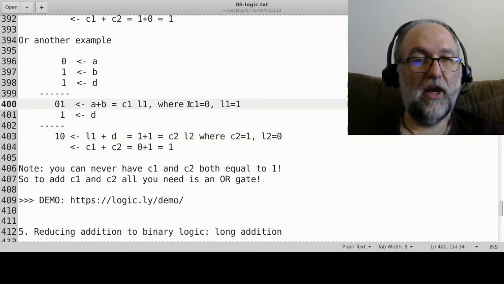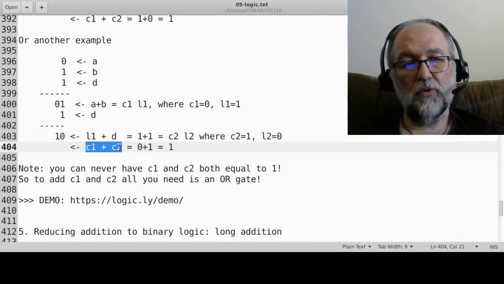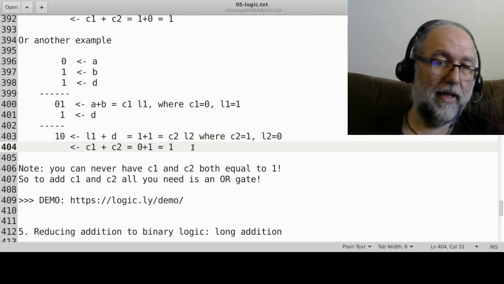Now I've got two carries. I've got a carry from the first addition, which is 0. I've got a carry from the second addition, which is 1. So I add the two carries together. 0 plus 1 is 1, like that.